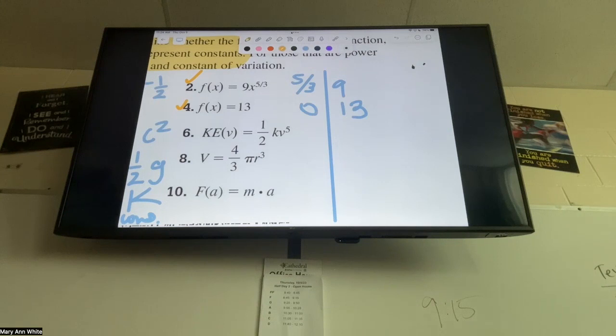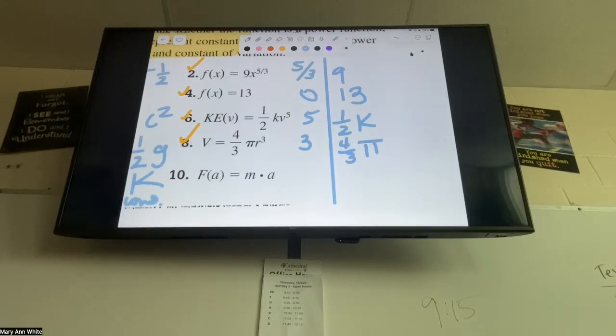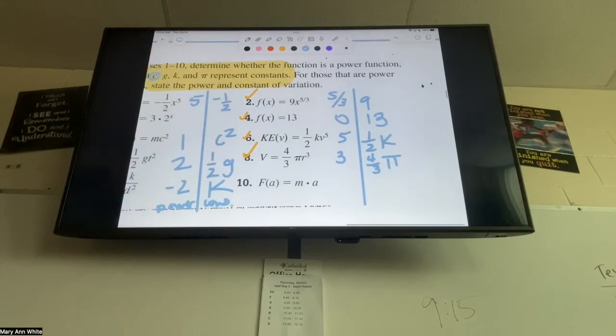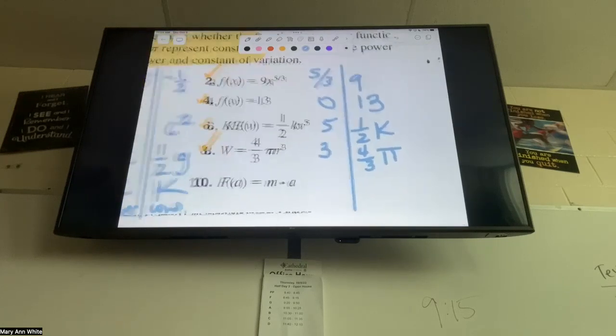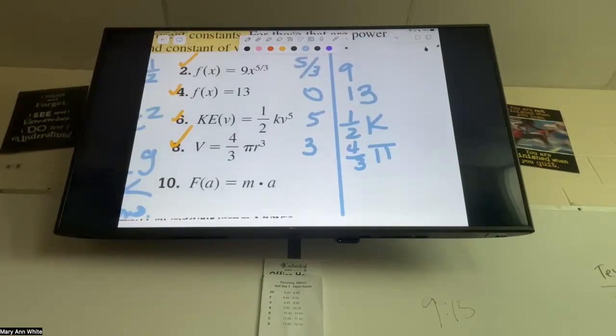What about number 6? Yes, what's my power? Good, what's my constant? 1/2 K, very good. What about number 8? Yes. What's my power? What's my constant? 4/3 pi, awesome. And then last one, what do we think? Yes. Do any of you know which one my X is right here? Which one?